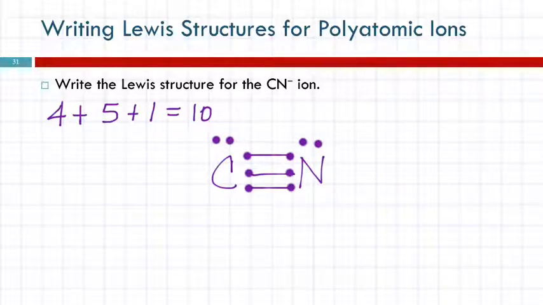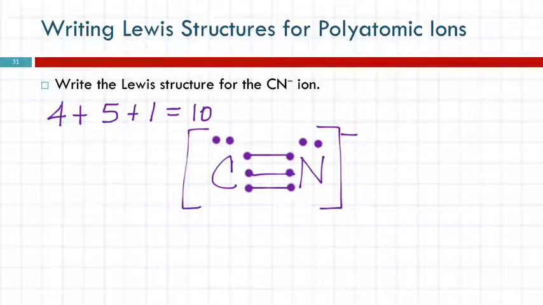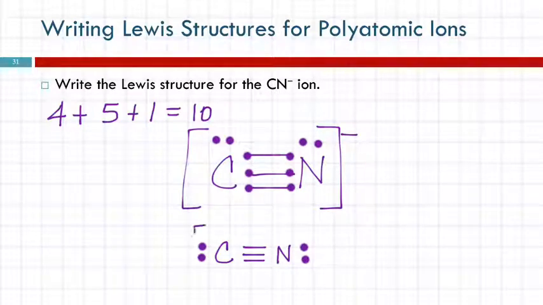This has a charge. So we should put brackets around it and write the charge outside the brackets. It's kind of an ugly Lewis structure, so you might want to rewrite that. Normally we write the bonds as just lines. The nitrogen, and then each of these has a lone pair on it, and overall this has a negative charge.